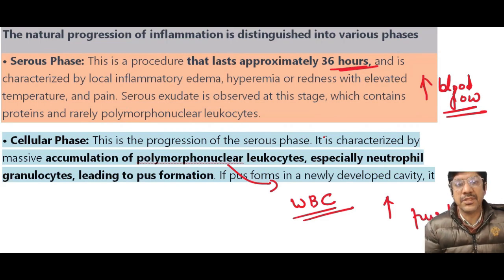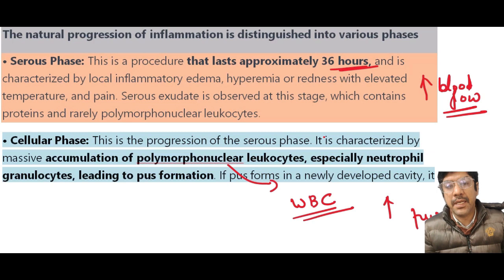The phases of inflammation. Number 1, the serous phase, that is the initial phase that lasts for around 36 hours. It is characterized by increased vascular permeability that leads to leakage of fluid and proteins into the affected area. The area would become red, firm and painful due to increased blood flow and accumulation of fluid.